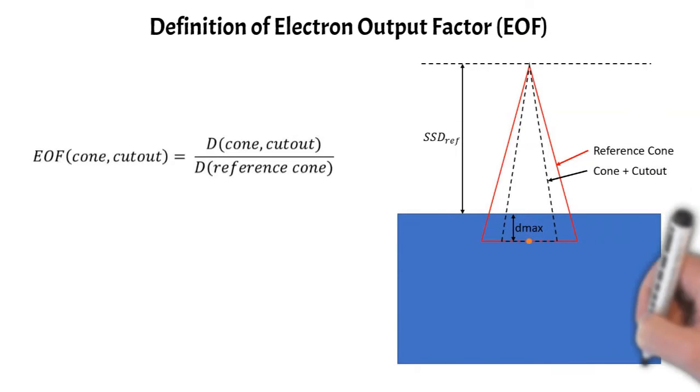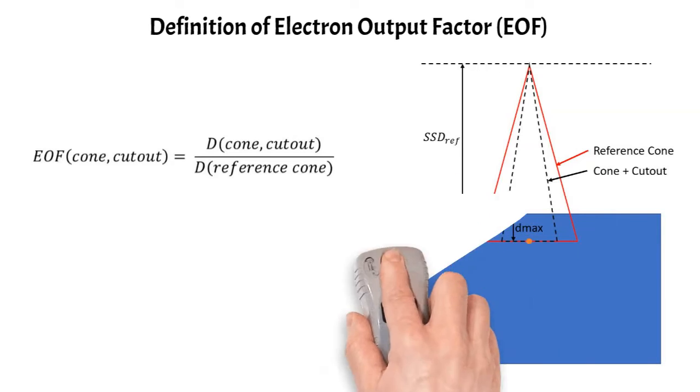You can see here in red, the red triangle represents the reference cone, and then the dashed black triangle represents the cone and cutout that you are measuring the output factor for. And so you always measure at the reference SSD, which is typically 100 centimeters, and you always measure it at a depth of D max for the given radiation beam. And yeah, it's just a ratio of the doses measured under these two circumstances.